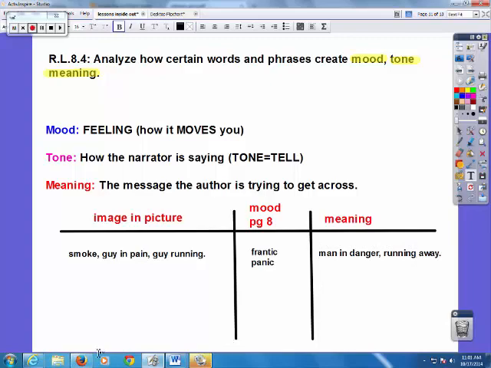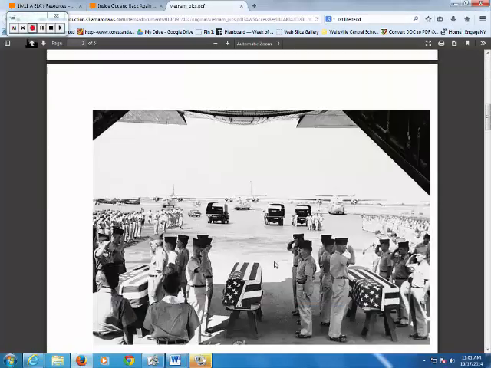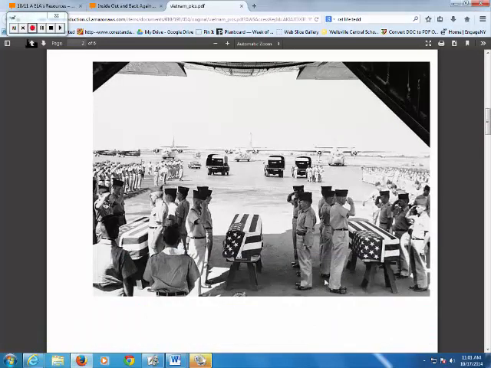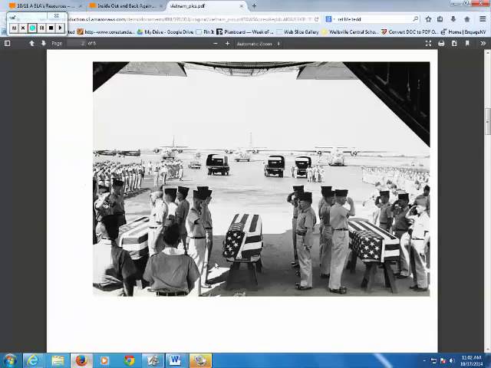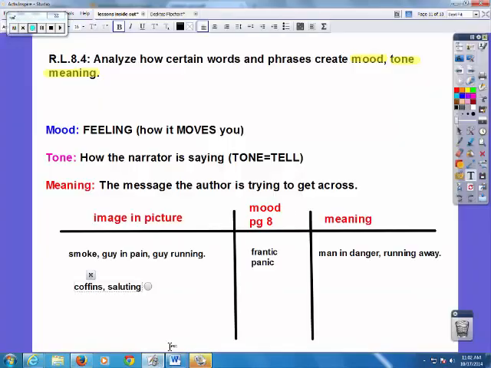I want to go ahead and do one more with you. This one. So what images stand out to me in this picture? So I'm going to say maybe the coffins, definitely. The fact that all the men are saluting. Everyone's standing very still.